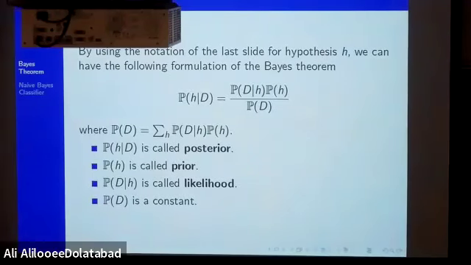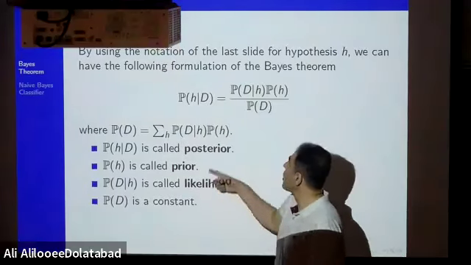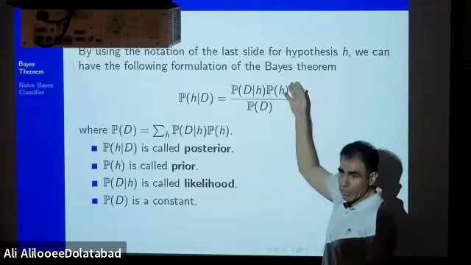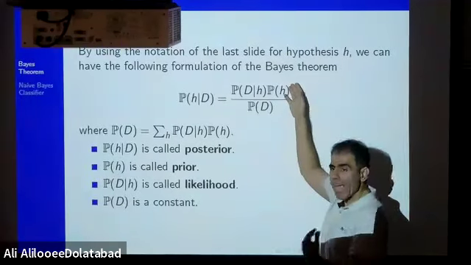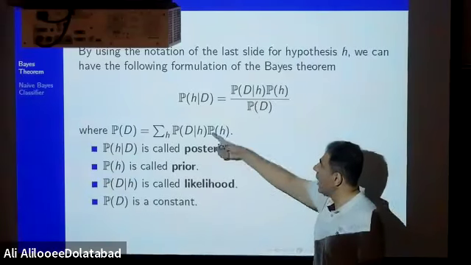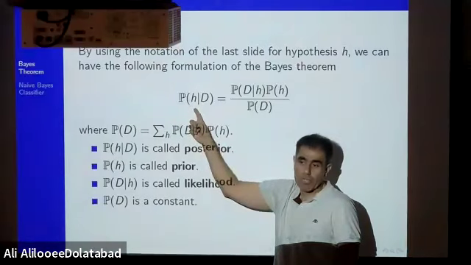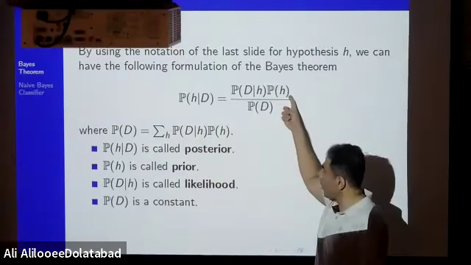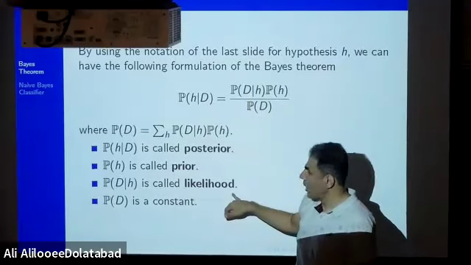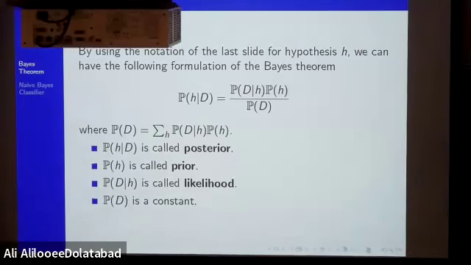There is some terminology here which is used a lot. First, P of H is called the prior. That's the prior information about the hypothesis. And this one is the posterior. Your goal is to find the posterior probability by using the prior probability. What about this one? That's called the likelihood. And P of D, as I explained, is always a constant.